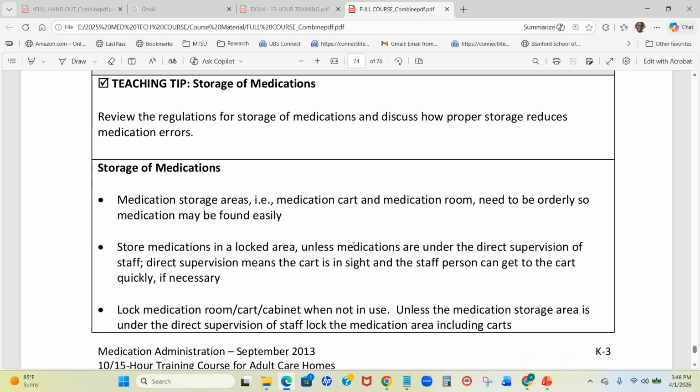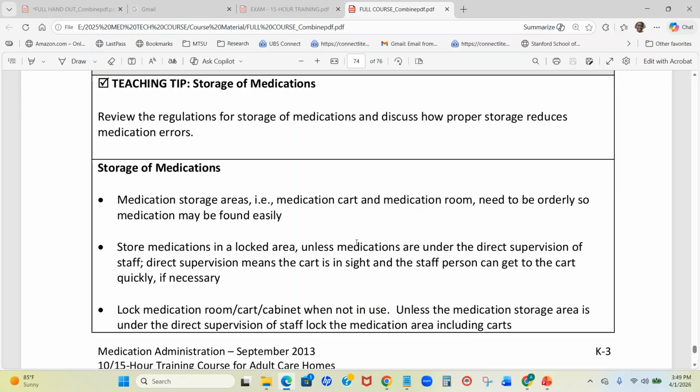Storage of medications. Medications have to have storage areas like the med card and the medicine room, and they need to be organized in a manner where they are easy to be found and time is not wasted when a patient needs their medicine. Store medication in a locked area unless medications are under the direct supervision of staff. Direct supervision means that the card is in sight, and you, as the staff, can get to the card quickly if necessary. Lock the medication room, the medication card, and the medication cabinet when you are not using it.